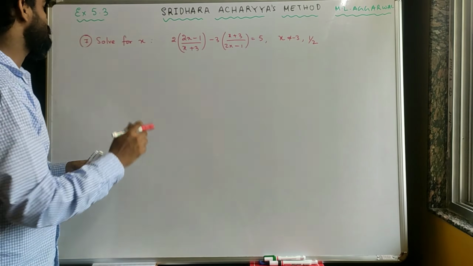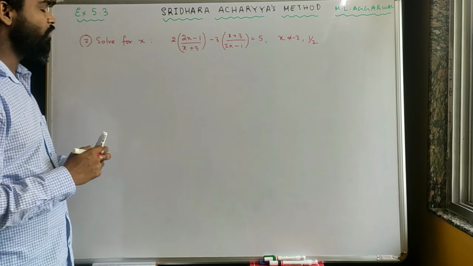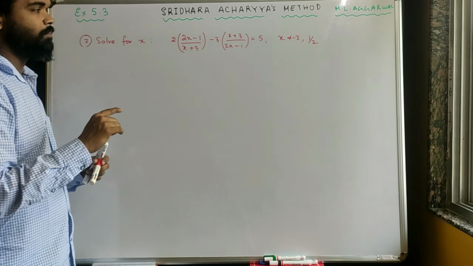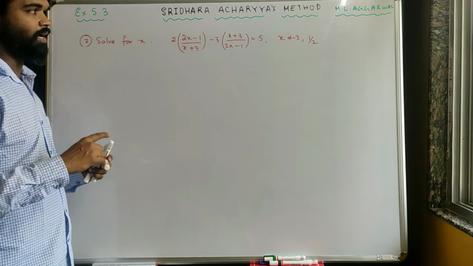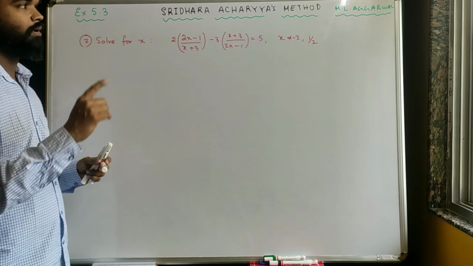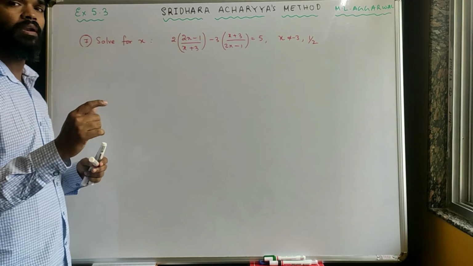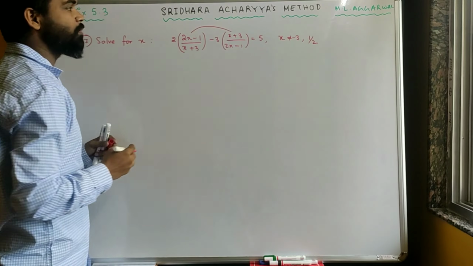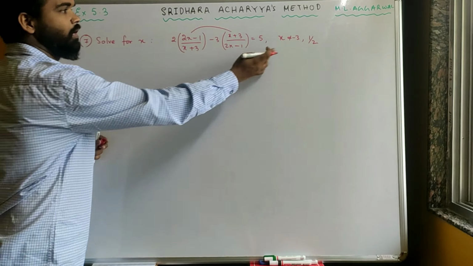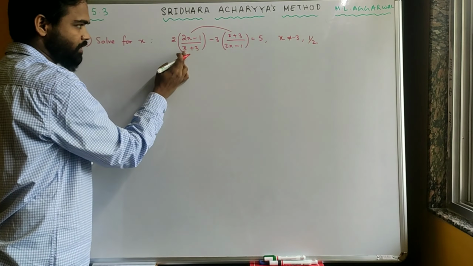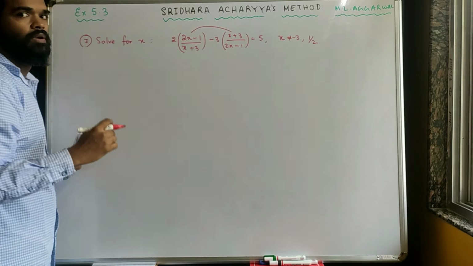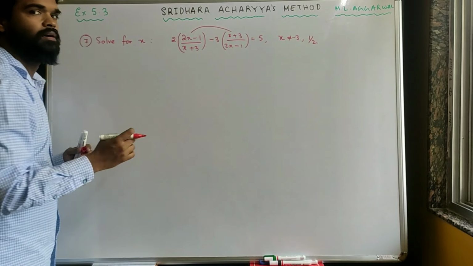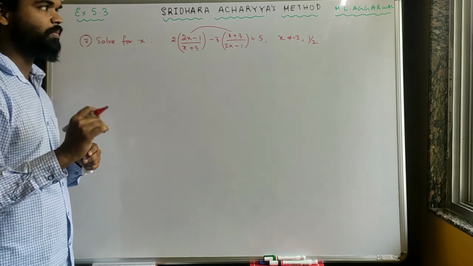Now look at this sum number 7. Solve for x: twice of 2x minus 1 by x plus 3 minus 3 times x plus 3 by 2x minus 1 equals 5, and x not equal to minus 3 and half. Look carefully. These two are the reciprocal of each other, and of course x not equal to minus 3, because if you put x as minus 3, the denominator becomes 0 and that is meaningless. Similarly, if you put x as half over here, again the denominator becomes 0, so it's meaningless.